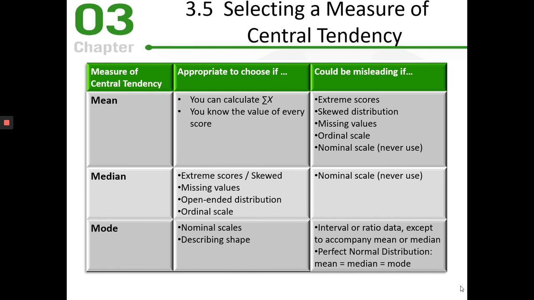Mode. You can only do mode with nominal data. So if you have nominal data, there's one choice of what to do. It's a mode. And a mode is good when you have something that's odd and doesn't look like a normal or a skewed distribution, that might have bimodal or trimodal or more than one peak.